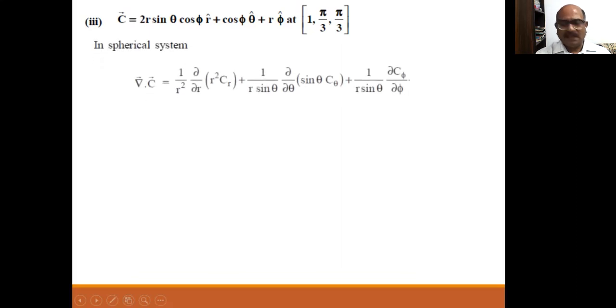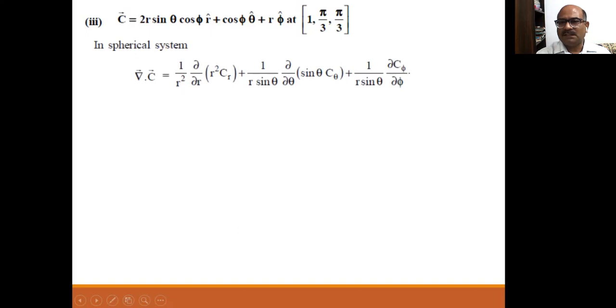So the spherical coordinate system contains r as a radius, theta as an angle, and phi as the angle of rotation for the plane. So you can easily find out that it is actually the spherical coordinate system, and the point at which the value of divergence needs to be found is 1, pi by 3, and pi by 3. So you can make out that it is the numeric value, then angle, then angle. So r, theta, and phi. So in a spherical system, the divergence of the vector field is given by this equation.